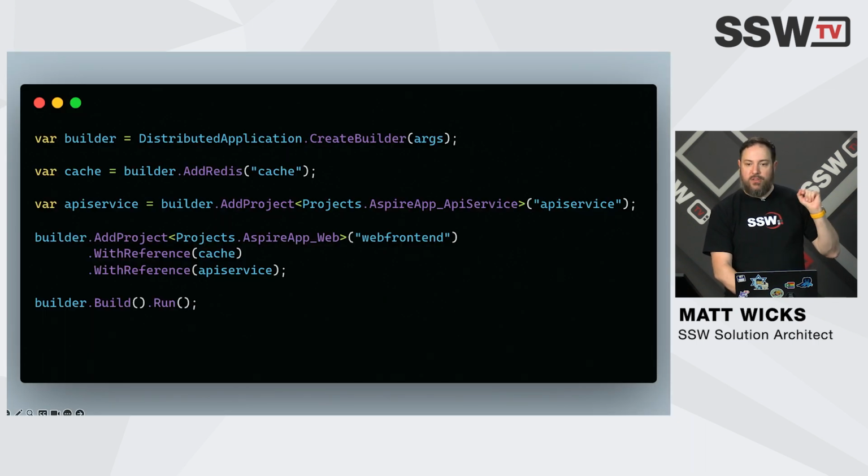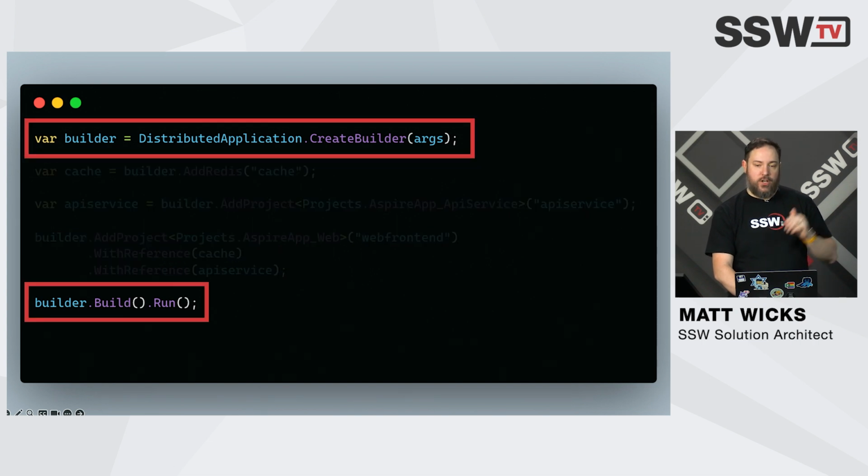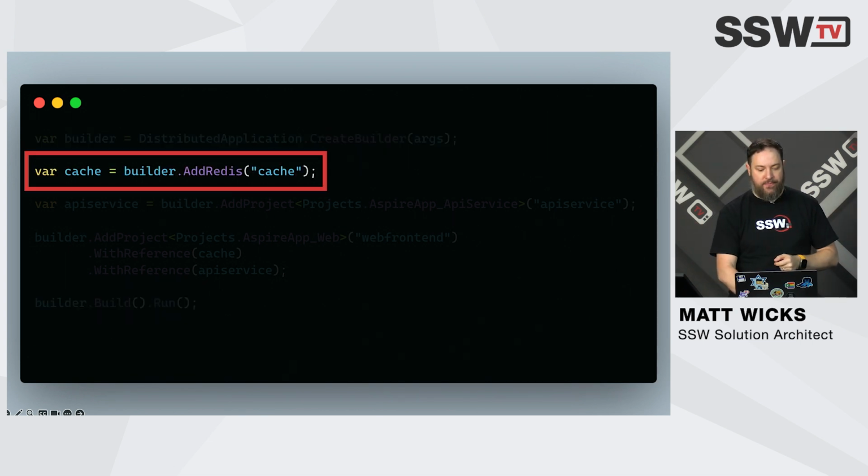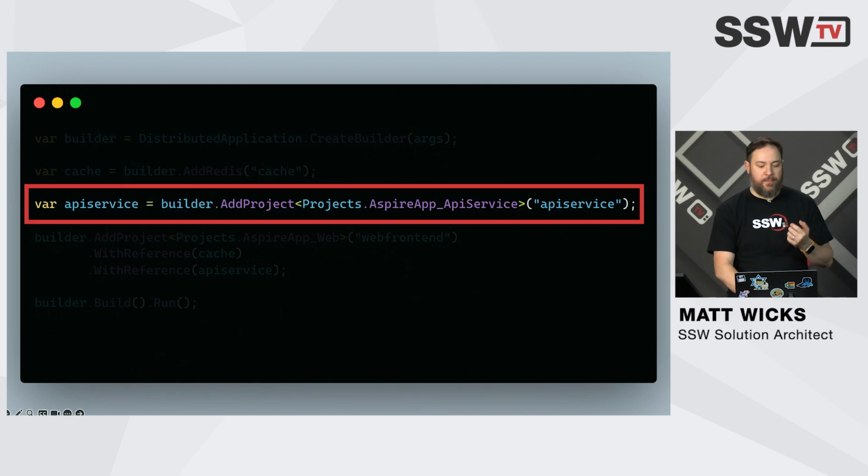So this is what a simple app host looks like. There's actually a simpler one, which I'll show you in a sec, but let's break this down in terms of the code that's happening here. You've got your top line, which says, hey, I'm going to build a distributed application, so give me a builder. And at the end, we'll say, hey, build it and run it. We're going to say, hey, builder, add a Redis into the mix, and we're going to give it the ID cache. And we're going to get a reference to that cache, so we can reuse it later. So it's just like a variable. Well, it is a variable.